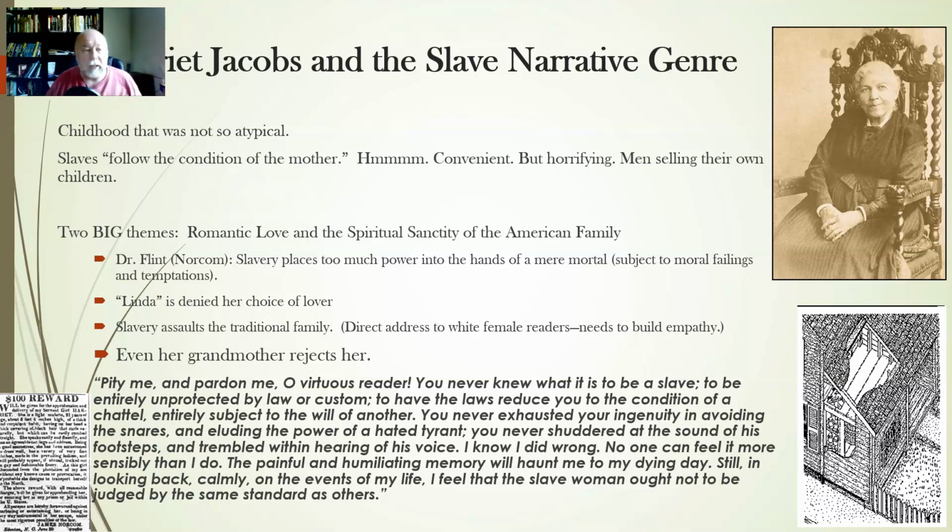But two of the big themes in the text are, of course, romantic love and her inability to find satisfying romantic love because of the limitations on her. And then also the spiritual sanctity of the American family. And it has an awful lot in common with Uncle Tom's Cabin, which I know we're not reading here. It's a very, very lengthy book. But for decades in the United States, people made political arguments against slavery.